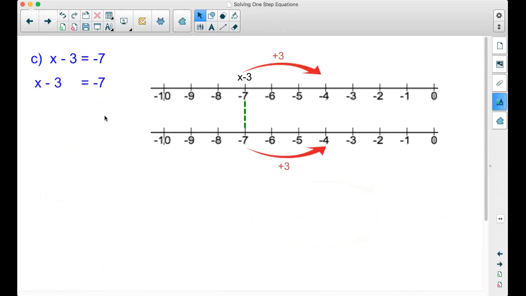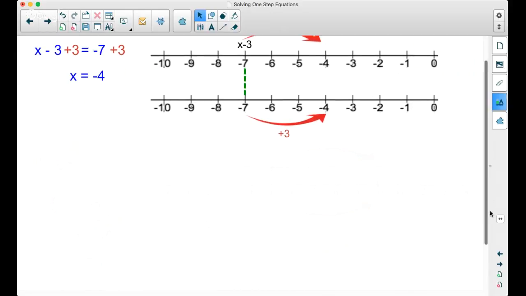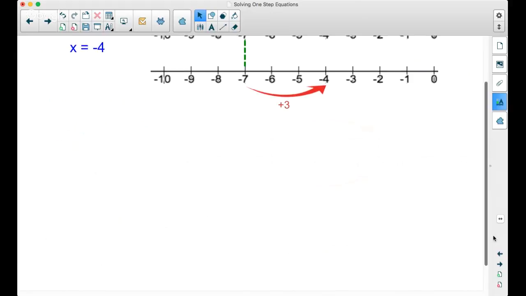Here's the question. x minus 3 equals negative 7. We added 3 to both sides, and we ended up with a negative 4. So here's the adding of 3, which is what we did over here. Negative 3 plus 3 is nothing, or 0, leaving us with x on the left. And negative 7 plus 3 is negative 4. So the double number line strategy is a great strategy for visualizing what's going on.